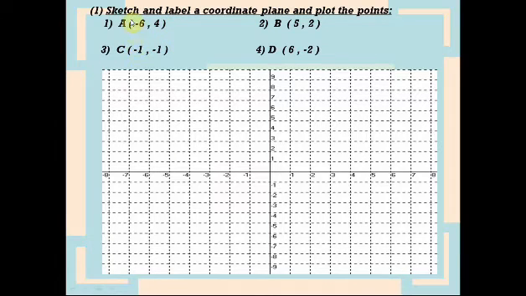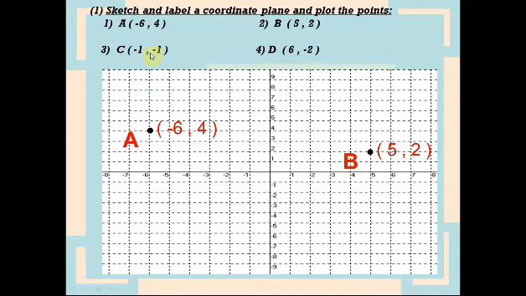For example, point A (-6, 4). This is its place: -6 in x and 4 in y. In front of -6 on the x-axis and 4 on the y-axis, this is point A. Point B (5, 2): 5 on the x-axis and 2 on the y-axis. In front of 5 and 2 on the y-axis.